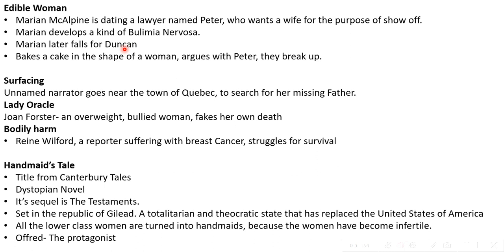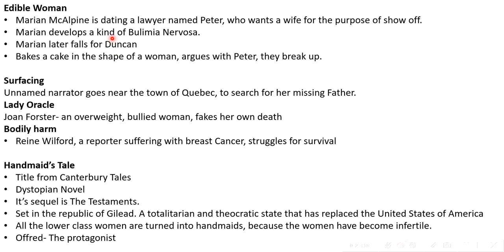And she goes and gives the cake to Duncan. And Duncan, as I told you, is not very smart. He doesn't understand the meaning of baking that cake, and starts eating it very fondly, very lovingly. Okay, so that's a work which is also called a proto-feminist work, as it came in 1969.